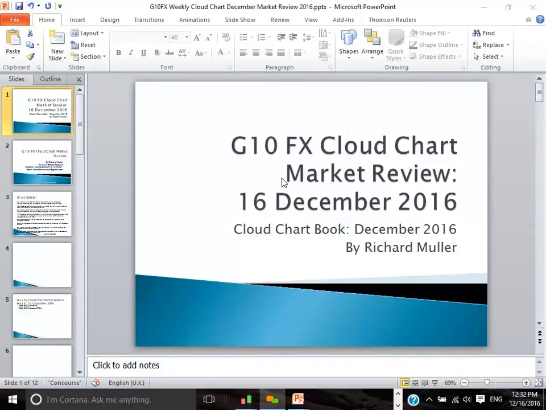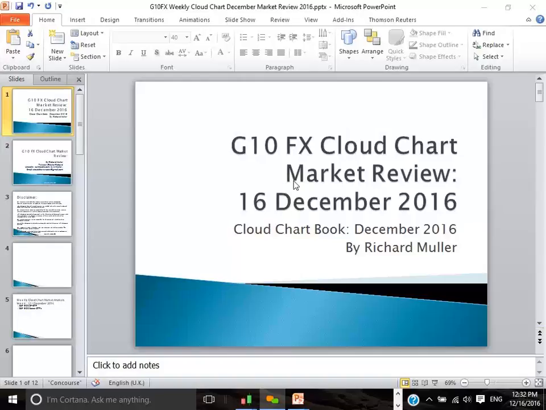Good afternoon, everybody. This is the G10 FX cloud chart market review of the G10 currencies of the G10 countries. Today, 16th of December, and we're going to touch on a couple of the currency pairs just to look at it from an Ichimoku cloud chart trading perspective.